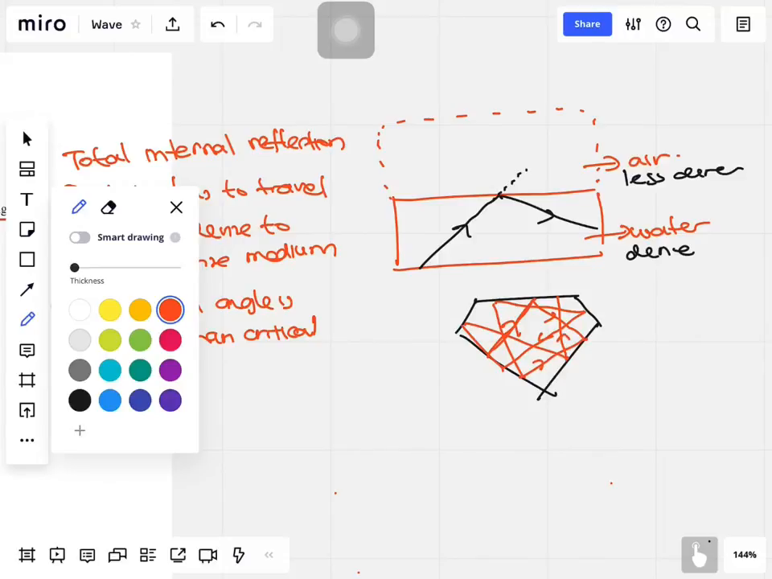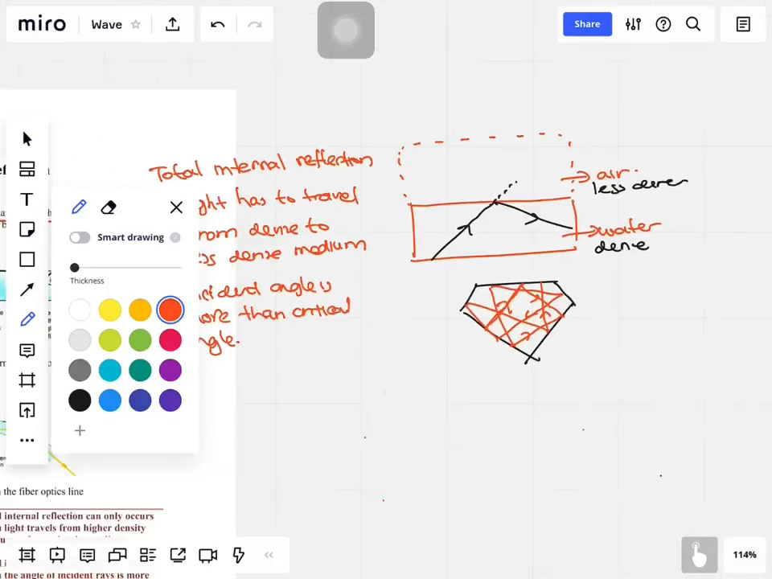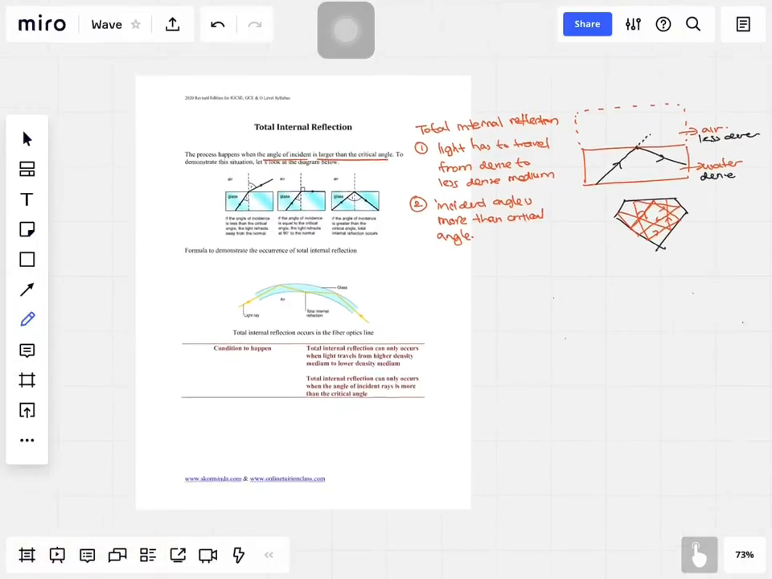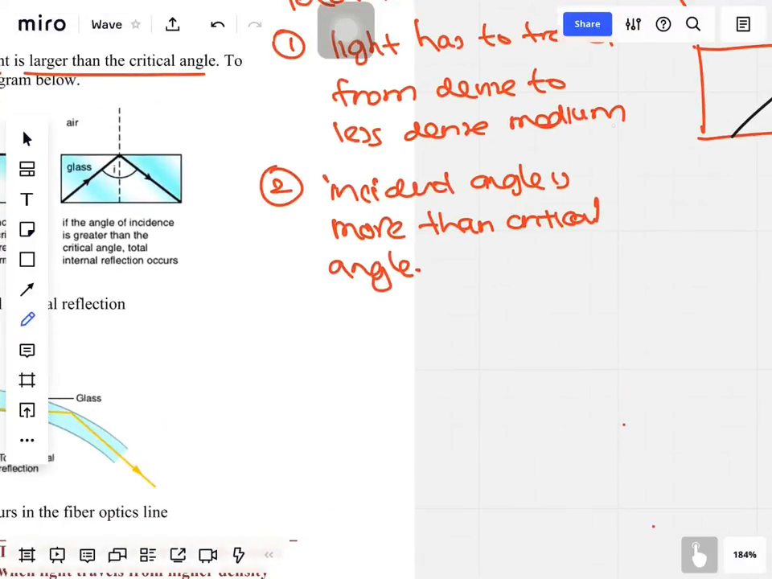Okay, so you do expect the density of the diamond to be higher than the density of the air. That's what makes it able to do this. But if, let's say, the density of air is more than the density of the diamond, then total internal reflection will not occur. Okay, this is the second thing: the incident angle is more than the critical angle. This is very interesting.